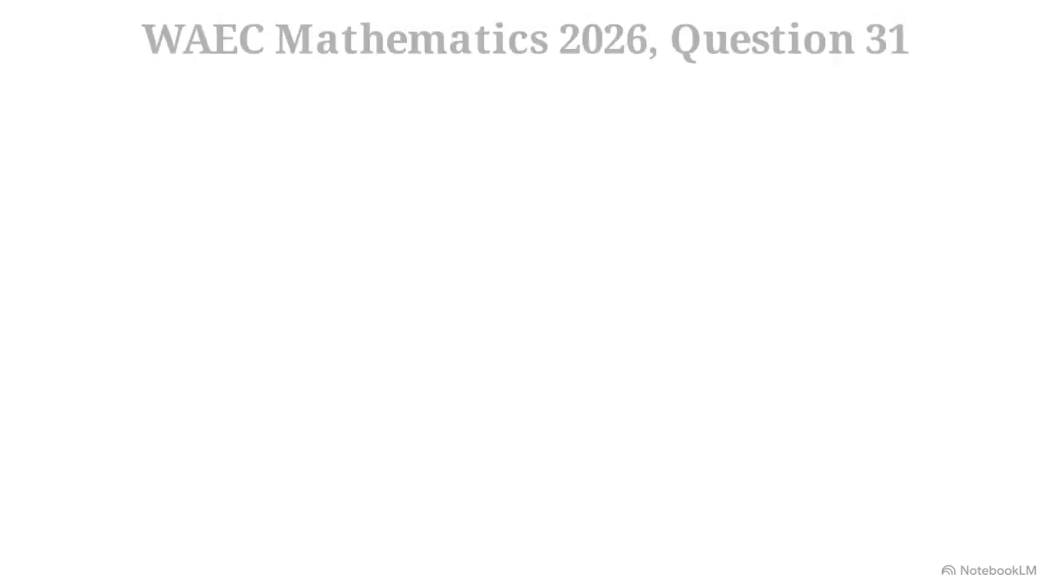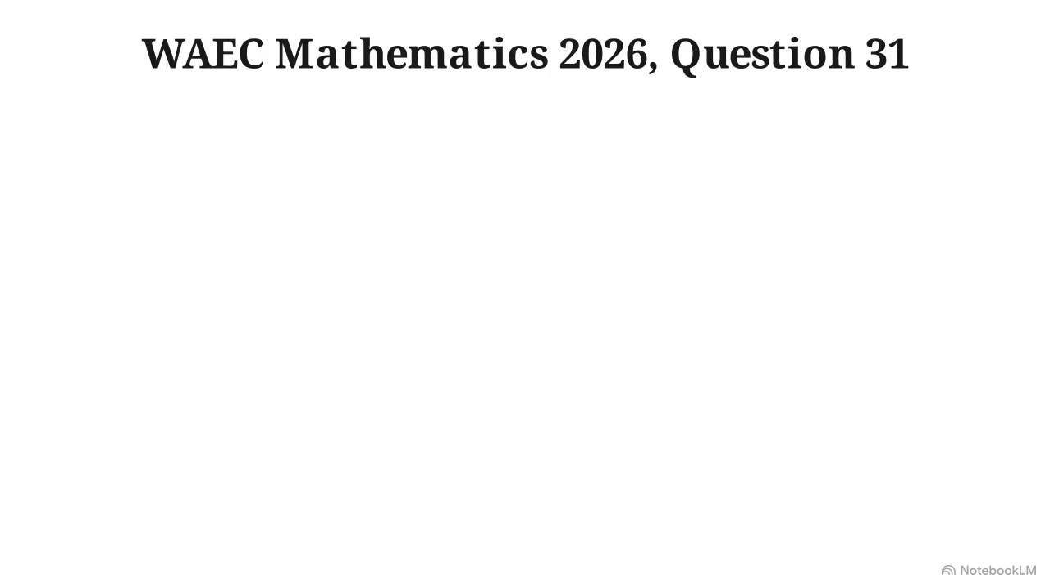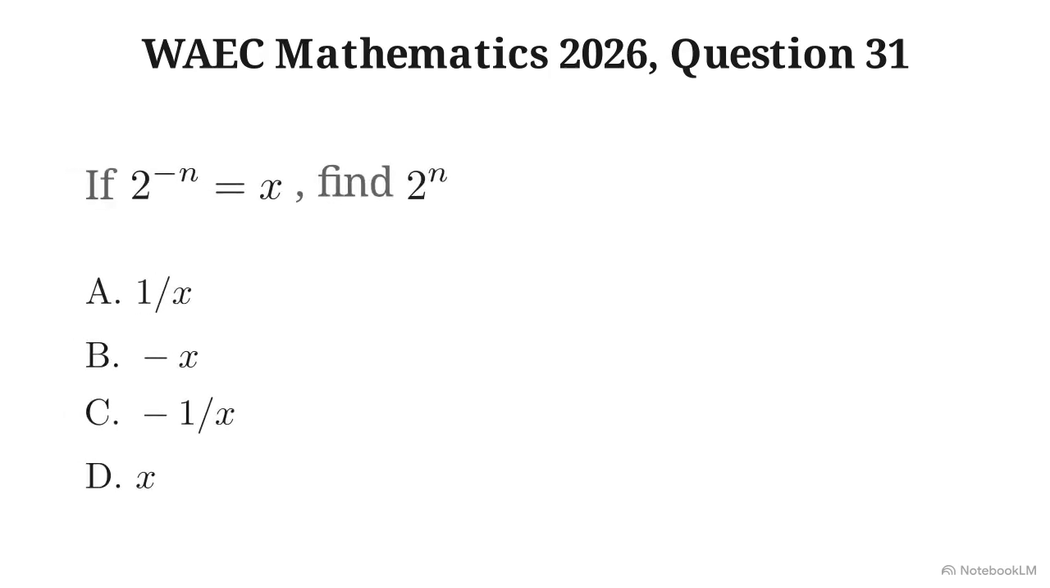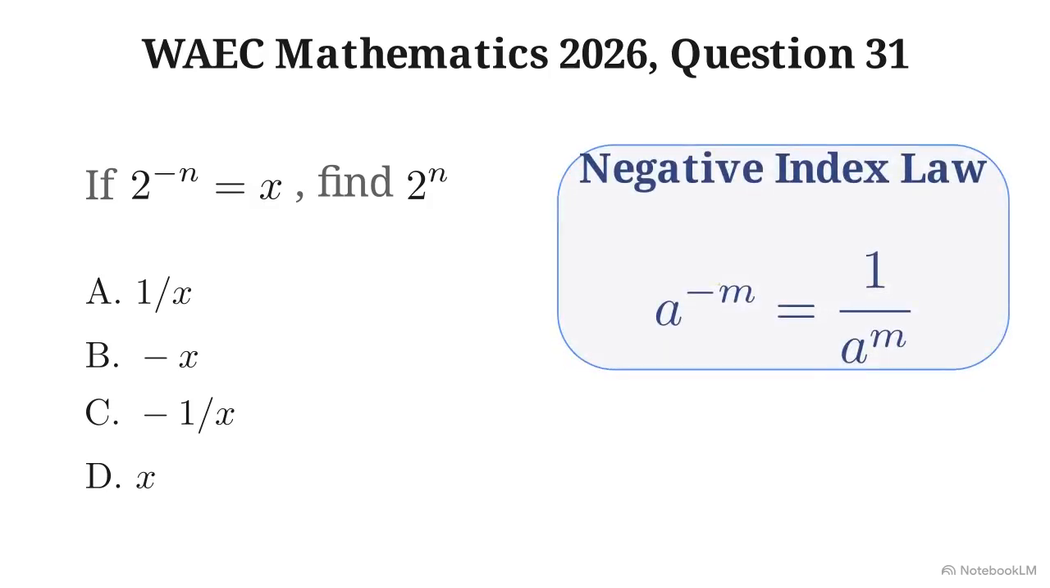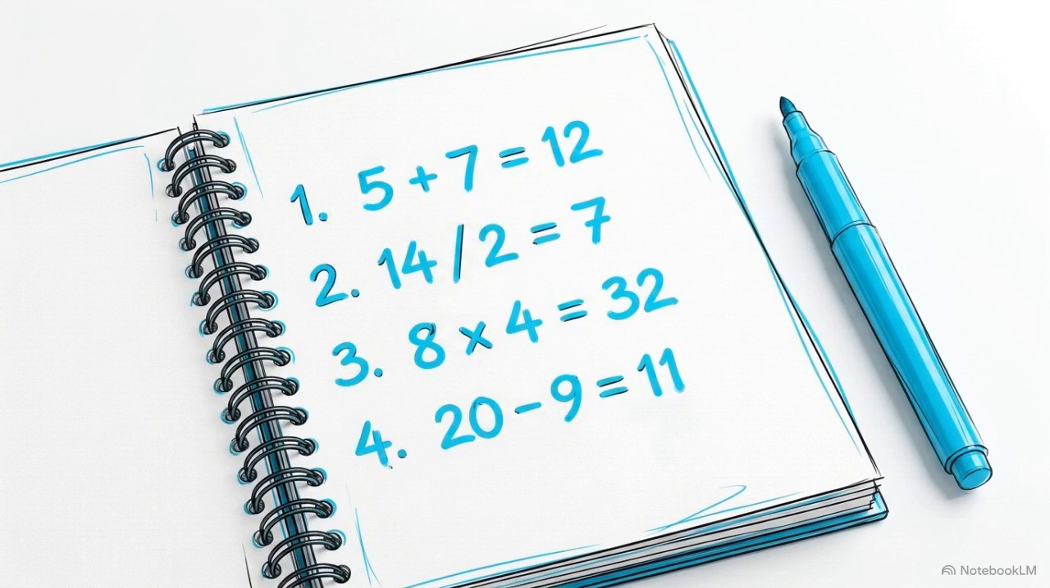Look at WAEC Mathematics 2026, question 31. If 2 to the power of negative n equals x, find 2 to the power of n. To solve this, we use one rule. A negative index means we turn the expression upside down to make a fraction. By applying this single rule, an intimidating algebra problem becomes a predictable series of steps.